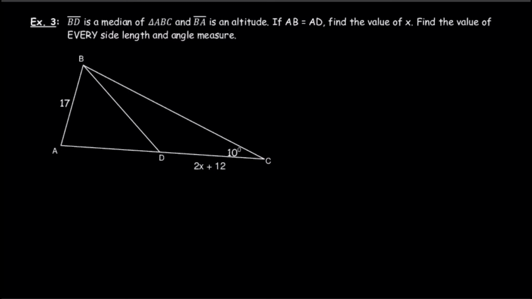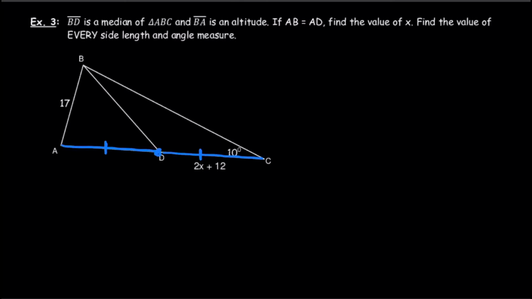Example 3, our final example, and it's a doozy. It says BD is a median of triangle ABC. So this is a median. Remember back a couple days ago we said a median goes to a midpoint. That's going to be the midpoint of this segment. So AD equals DC. All right, so let's mark those two segments congruent. So from A to D equals the distance from D to C.